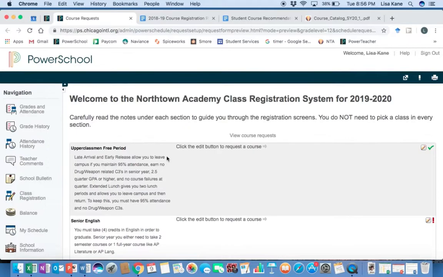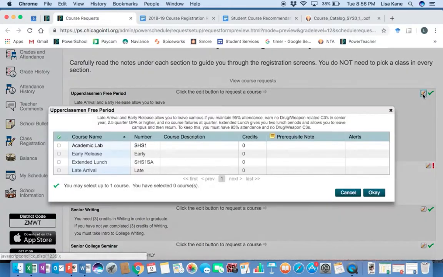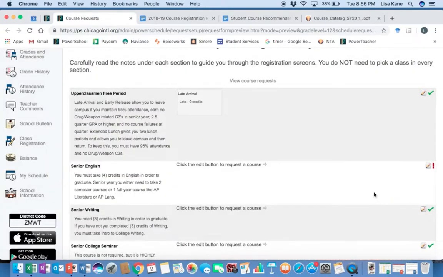When you come in there, you'll see this screen. You're going to want to go really carefully through the screen. I give you really good information on the side for what kinds of classes you need to pick. And then you'll go through each one, click on the pencil icon, and then choose what you want to do. So in this first box, you're choosing, do I want to have an academic lab, an early release, an extended lunch, or a late arrival? You'll choose whatever makes sense and then hit OK.